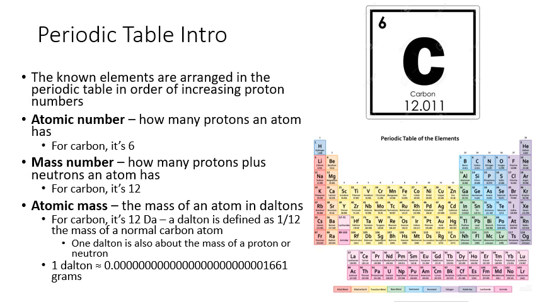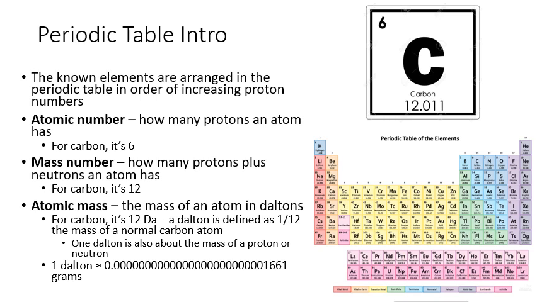And elements on the periodic table have 3 different numbers associated with them. You have the atomic number, the mass number, and the atomic mass. The atomic number is just the number of protons that the atom has. So for instance, carbon, which is the basis for organic molecules, has 6 protons. It is the 6th element on the periodic table, and so its atomic number is 6.